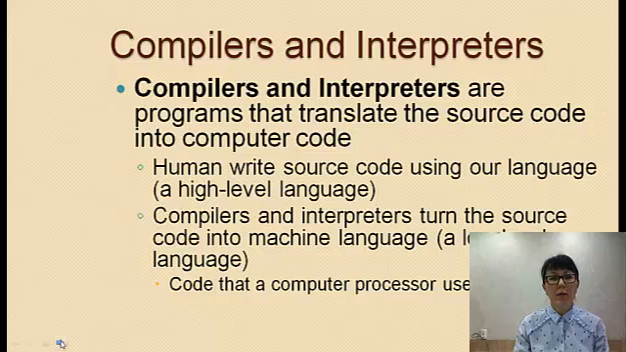Compilers and interpreters are programs that translate the source code into computer code. A human writes source code using our language, the high-level language. Compilers and interpreters turn the source code into machine language, low-level language, code that the computer processor uses.